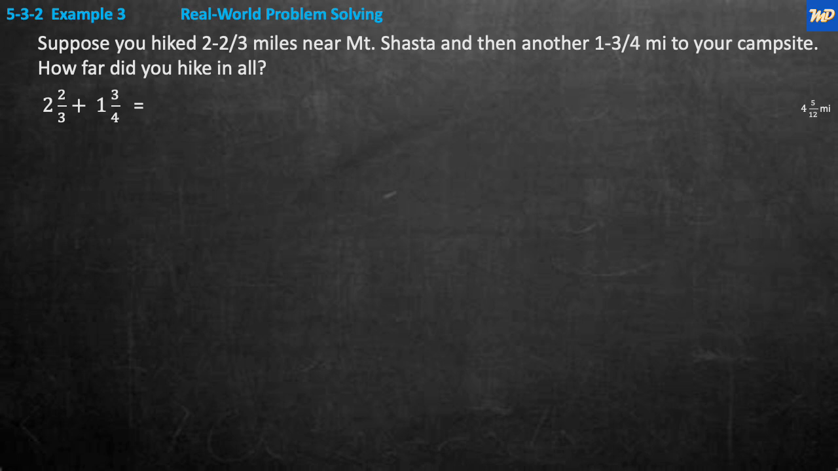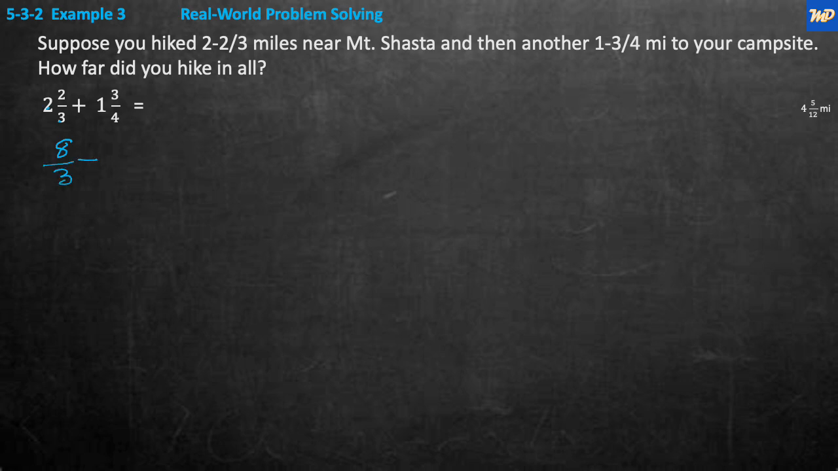So we're going to start off by converting 2 2/3 to an improper fraction. And we do that how? We multiply the denominator times the integer value here, which is 6, plus 2. So we get 6 plus 2 is what? 8.